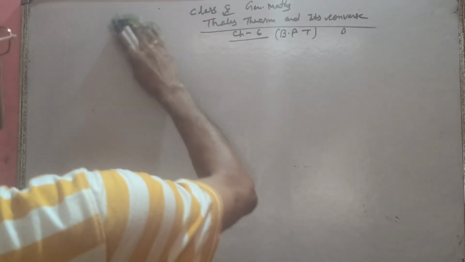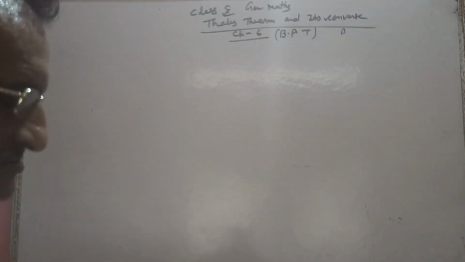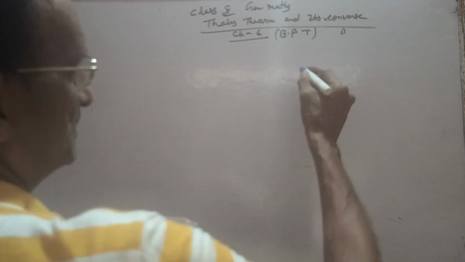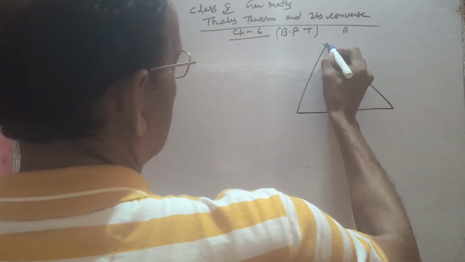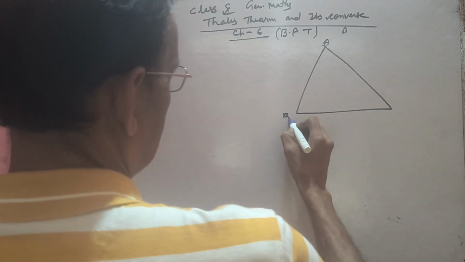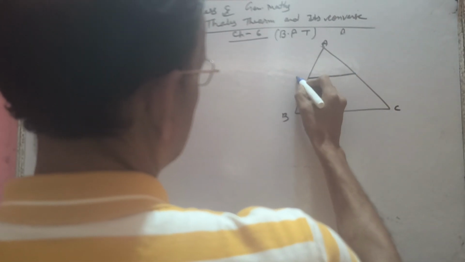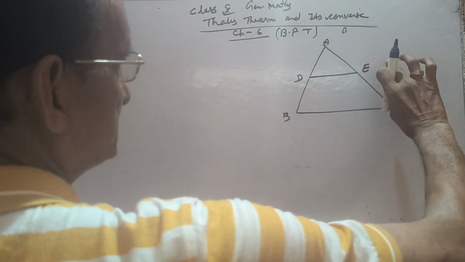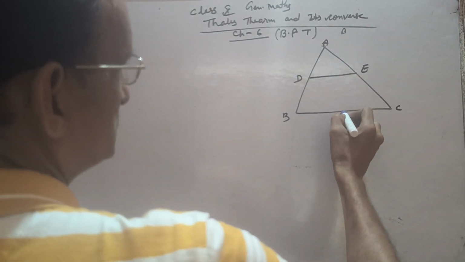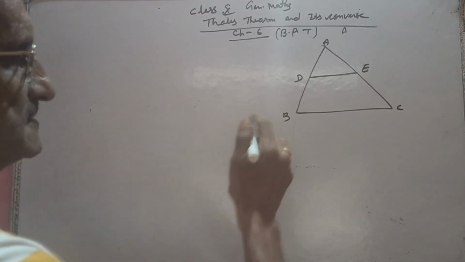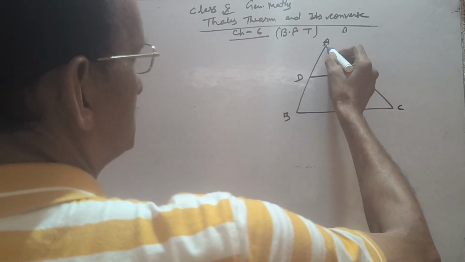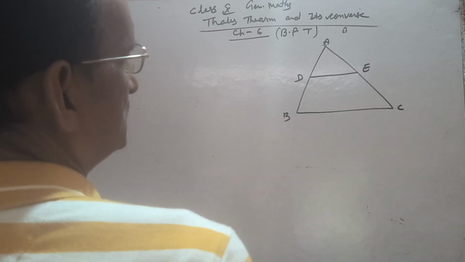Statement: in a triangle, if a line divides any two sides of a triangle in equal ratio, I will explain with the diagram, means AD by BD equal to AE by EC is given, then this line must be parallel to the third side. What is the statement? If a line divides two sides of a triangle proportionally, then this line must be parallel to the third side.